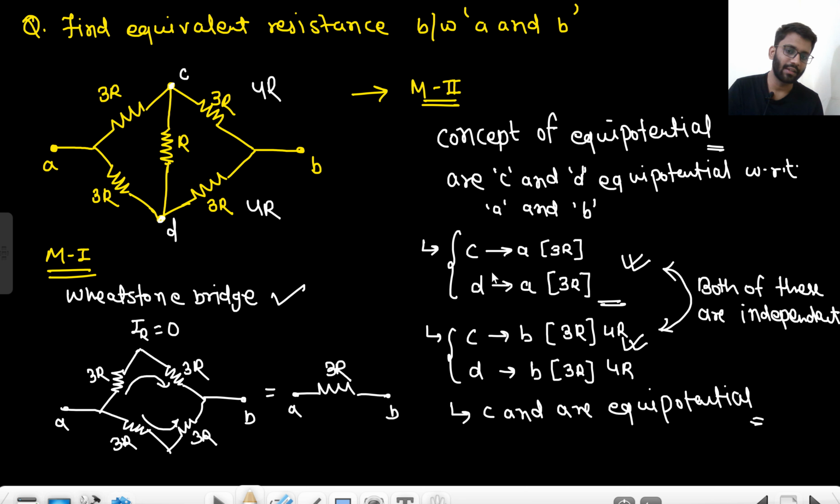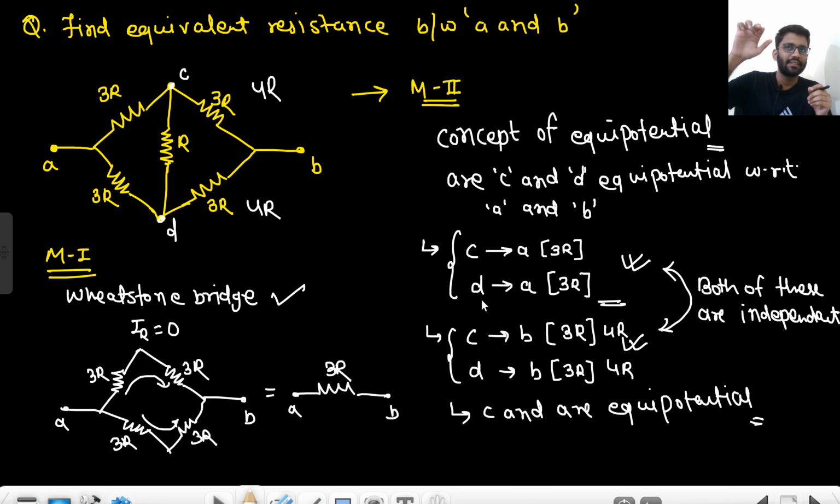Going from C to A and D to A is independent of going from C to B and D to B. Whenever I need to comment on whether C and D are equipotential to A and B, first I will think about A only. I will forget about B. I am going from C to A, and from D to A. Both of them are doing the same work. Okay, good, this is one point done.